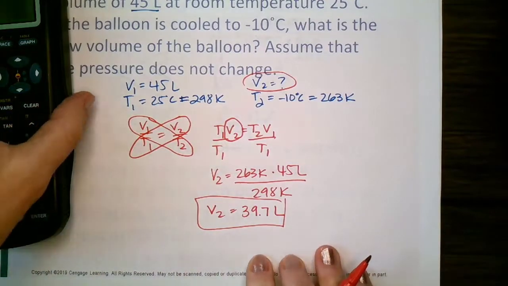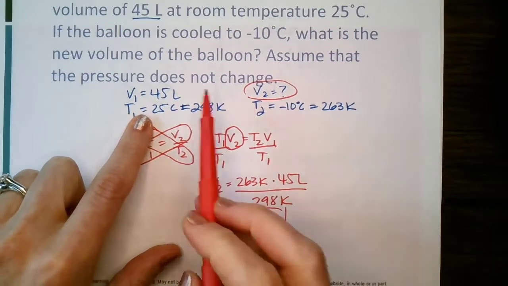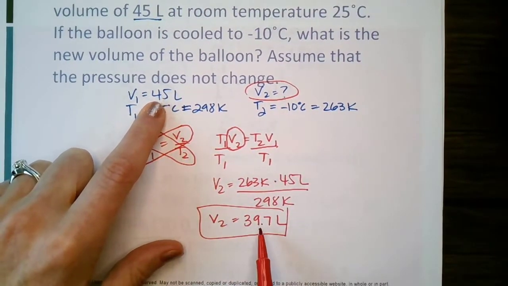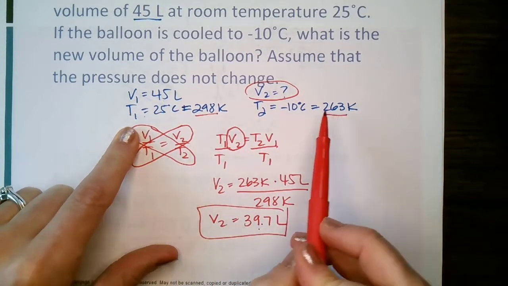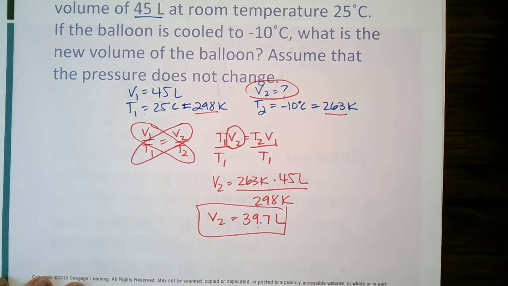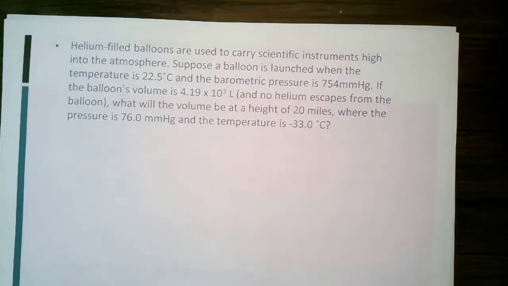Again, let's make sure that it makes sense. My volume went from 45 to 39, so volume went down. Temperature went from 298 to 263. Temperature went down. Yes, they are directly correlated with one another.